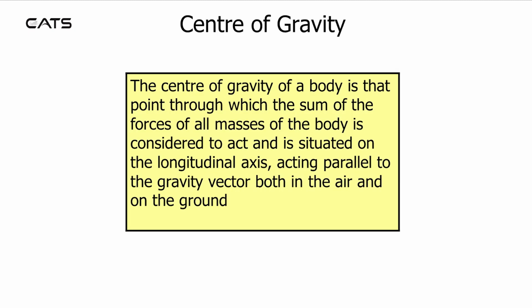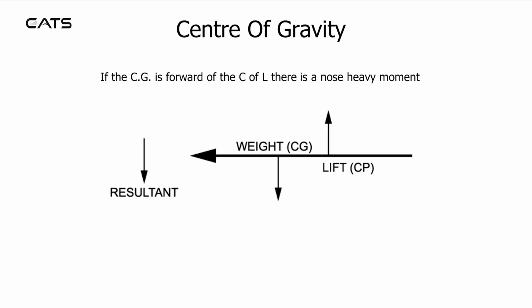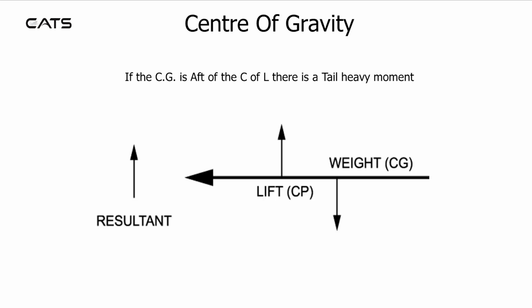Centre of gravity. The centre of gravity of a body is that point through which the sum of the forces of all masses of the body are considered to act, and is situated on the longitudinal axis, acting parallel to the gravity vector both in the air and on the ground. If the C of G is forward of the centre of lift, there is a nose-heavy moment. If the C of G is aft of the centre of lift, there is a tail-heavy moment.